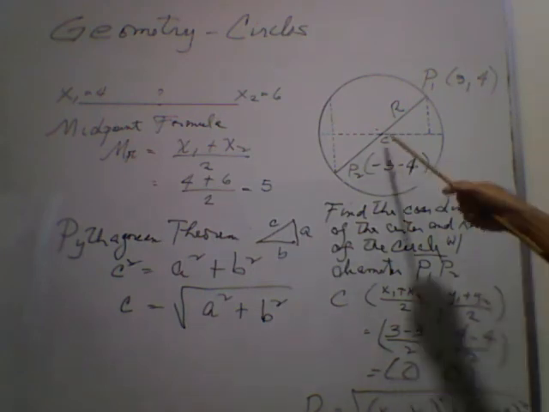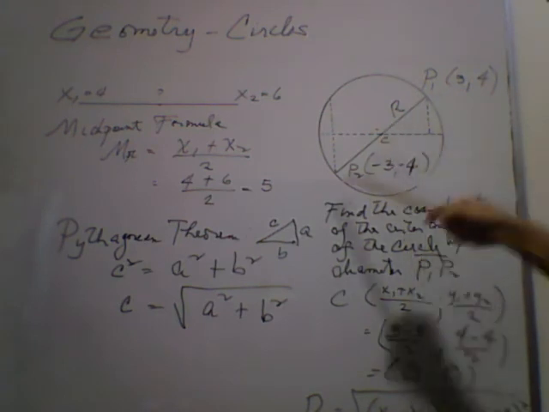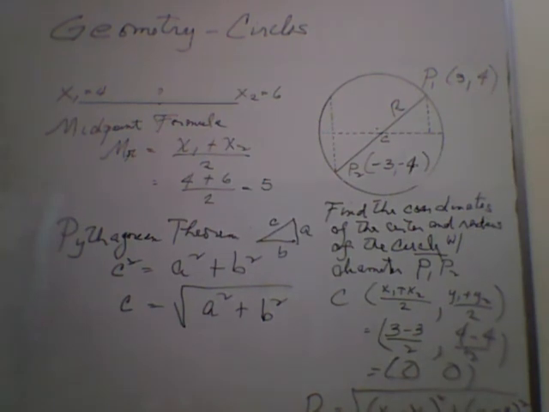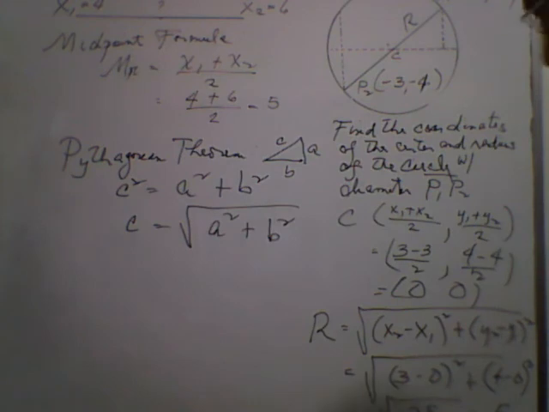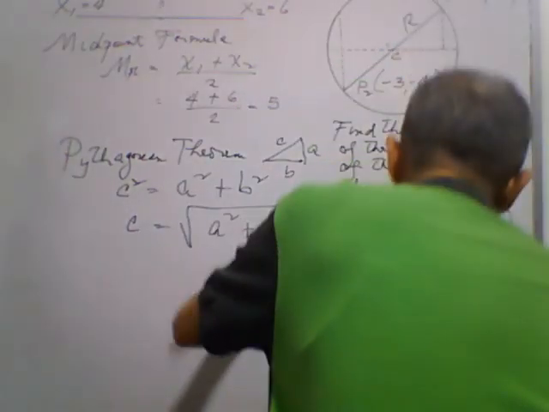And to get the distance from this c to any point on the circle, that will be our r, the radius. So it is stated that the diameter is p1, p2. We choose any of those points. So if we choose, let's say, this point, and this one is our r.